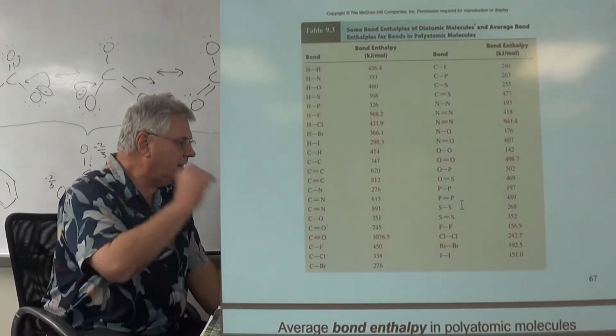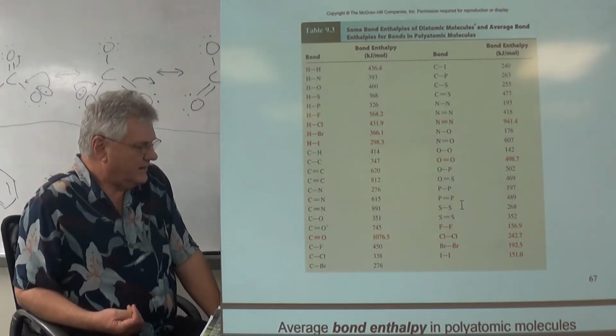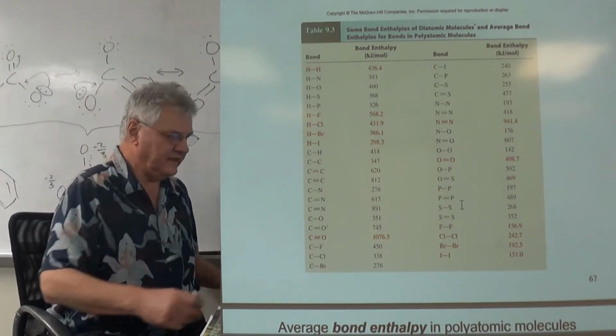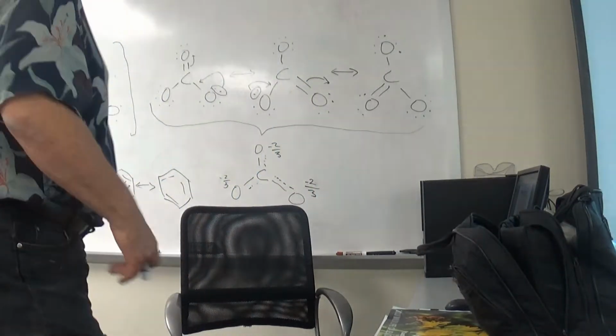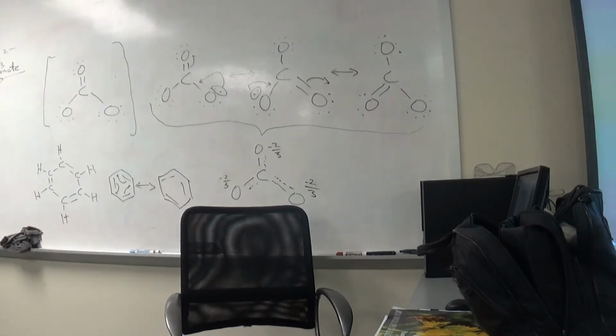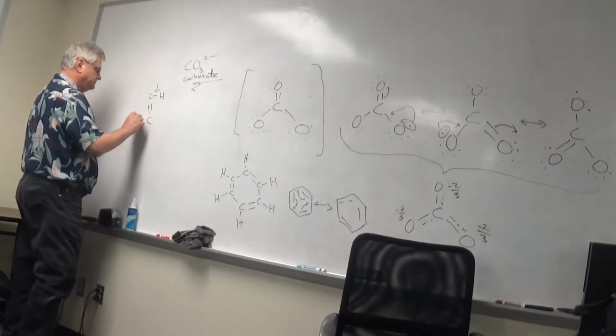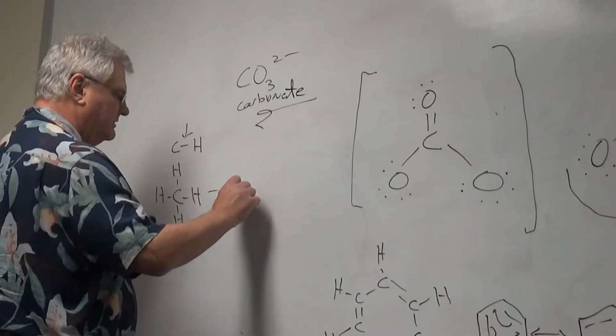And here are some typical or average bond energies for a variety of different kinds of covalent bonds. Just to give you some feel for this, if you were trying to determine the bond energy of the carbon-hydrogen bonds in methane, for example, they would do experiments and figure out how much energy it takes to break one of these bonds.